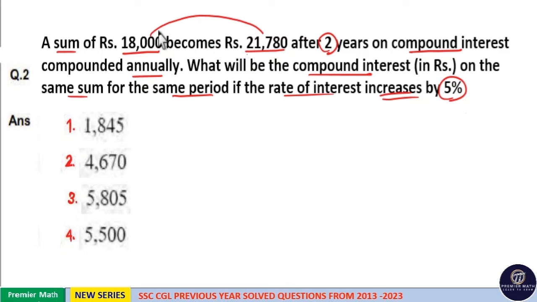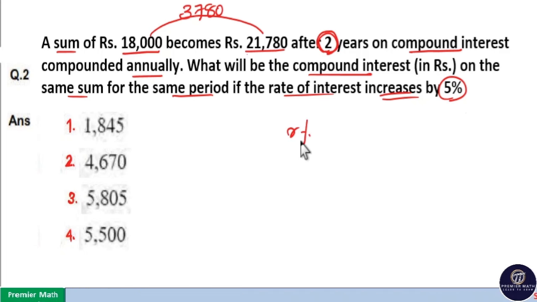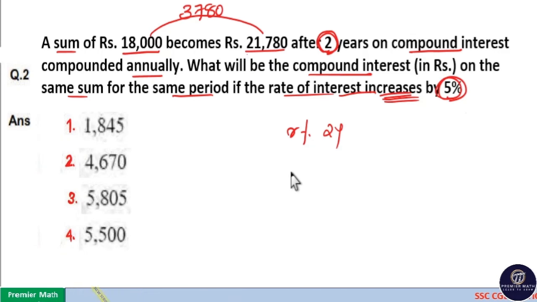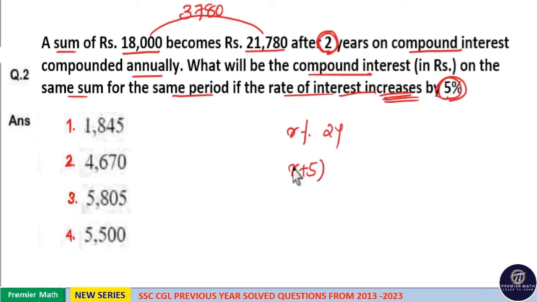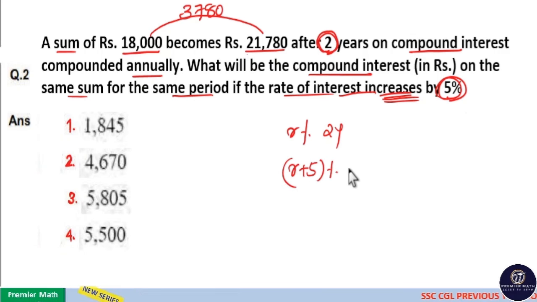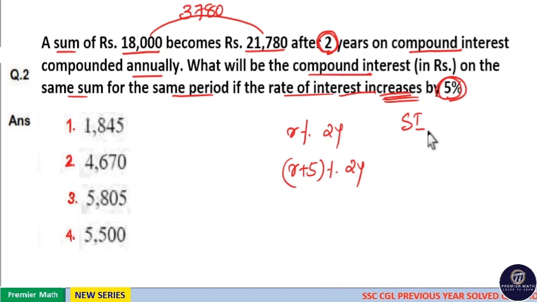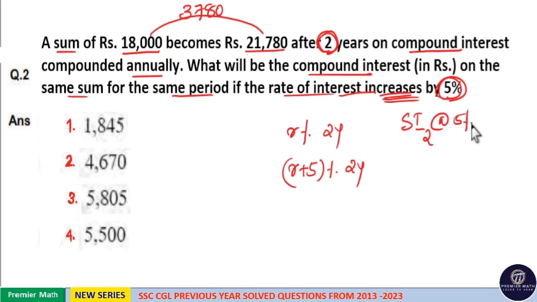That is, take the difference. Difference is 18 plus 3 is 21. So 3,780 is the compound interest generated at the end of 2 years at our percentage rate. So this is for 2 years. Now interest increases by 5%. So we need to find out what is compound interest generated at the rate of R plus 5% for 2 years. Instead of this, I will calculate simple interest for 2 years at the rate of 5%. Now, for 1 year it is 5%, for 2 years it is 10%. So 10% of 18,000 is 1800.